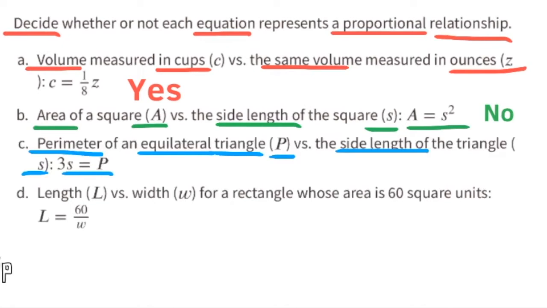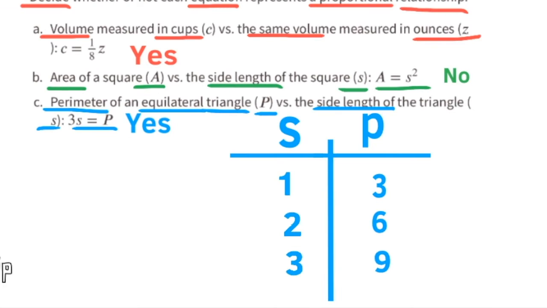C. Perimeter of an equilateral triangle, P, versus the side length of the triangle, S. The equation that represents this situation is 3S equals P. Yes, this equation represents a proportional relationship. Since there are 3 sides to a triangle, you'd multiply the length of the side times 3. For example, 1 times 3 is the perimeter 3. A side length of 2 units times 3 is a perimeter 6. And the side length of 3 units times 3 is the perimeter 9. The constant of proportionality is 3.